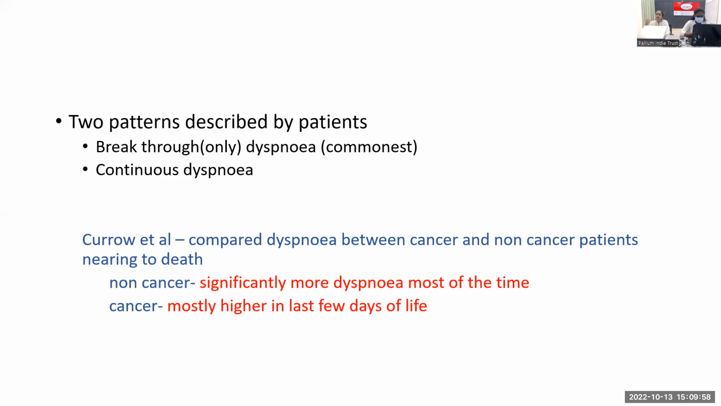So people describe breathlessness by two patterns. Like we say in pain also, continuous pain and breakthrough pain. Same way, there is a continuous breathlessness and a breakthrough breathlessness. In breakthrough breathlessness, you'll not have breathlessness all the time. You'll have acute exacerbation. Sometimes when you move to the toilet, or sometimes when changing clothes or doing some exercise, then you have more breathlessness. Most commonly seen type is the breakthrough breathlessness.